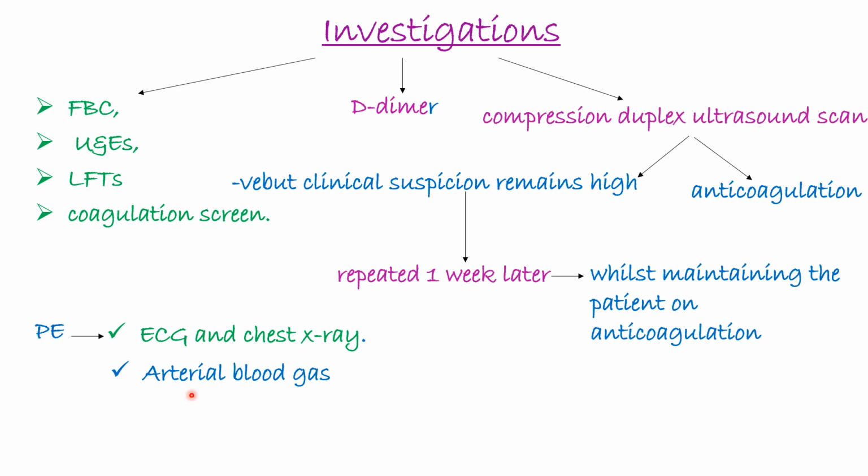In addition to that, you do arterial blood gases, and the definitive diagnosis is CTPA, and this is what is usually advised in most cases. However, you can also do a VQ scan. But make sure CTPA is in your hands for diagnosis of PE, and for diagnosis of DVT, what is in yours? Venous compression duplex ultrasound.